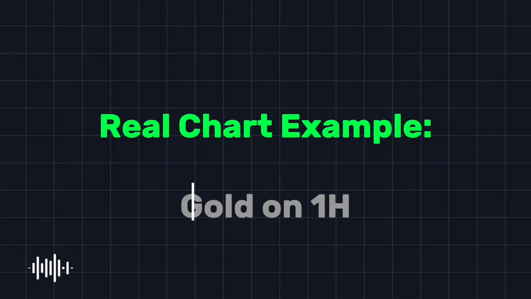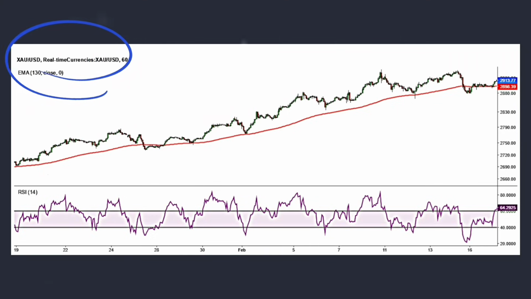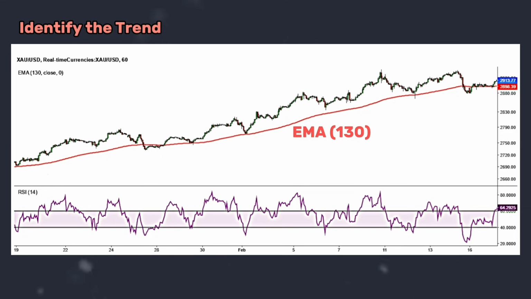Real chart example, gold on 1 hour. This is the gold chart on the 1-hour time frame. Let's see if we can catch a part of this uptrend using this strategy. First, we need to identify the trend. I'm using the 130-period exponential moving average, EMA. Now, the EMA setting depends on the asset you're analyzing. You usually need to experiment with a few values and choose the one that price has respected most in the past. Here, price is clearly trading above the 130 EMA, which confirms a bullish trend.